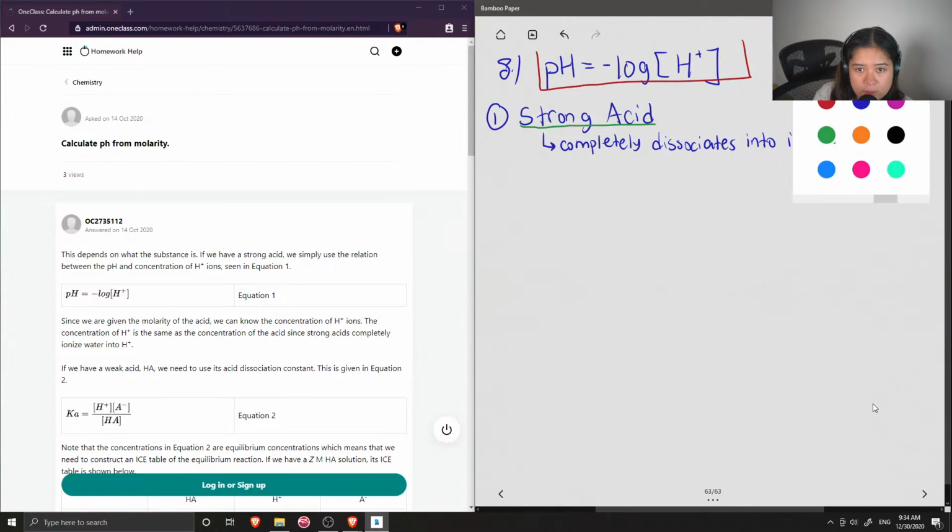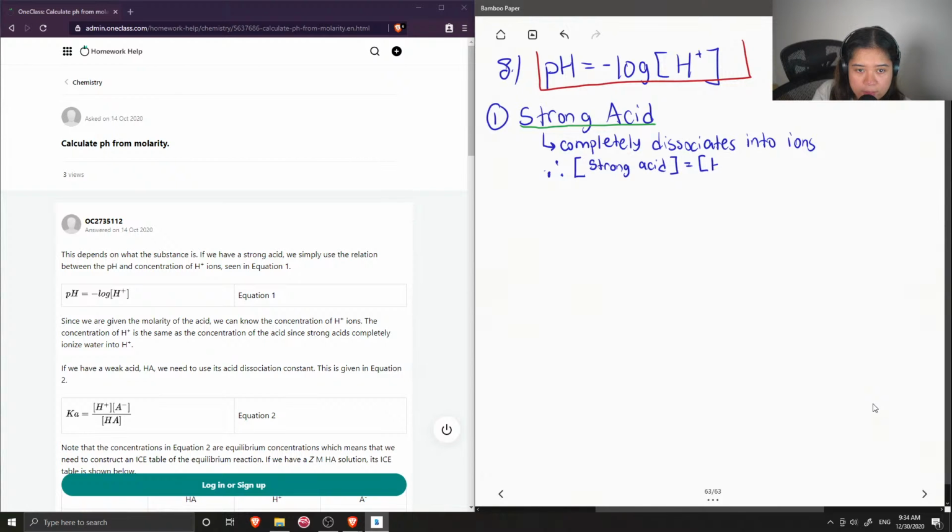So if we know that strong acids completely dissociate into their ions, then this means that the concentration of our strong acid is equal to the concentration of the H+. So then we can solve for pH that way.